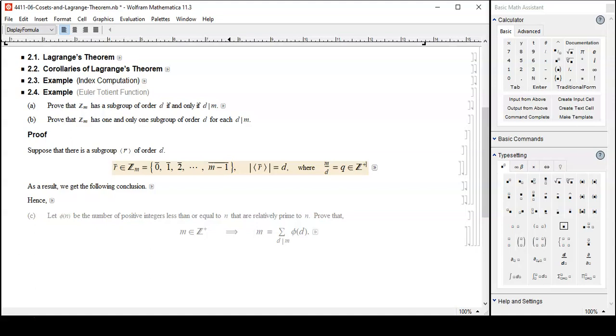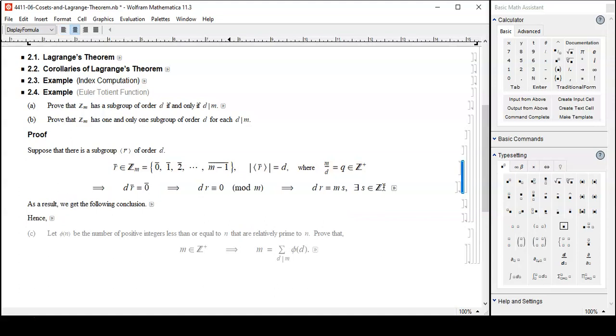And we have to prove the uniqueness. There is one and only one subgroup. So the subgroup generated by R bar and the subgroup generated by Q bar must be the same. See the idea? See where we are headed? So let's make this observation. D times R bar is 0 bar. Why? Because the order is D.